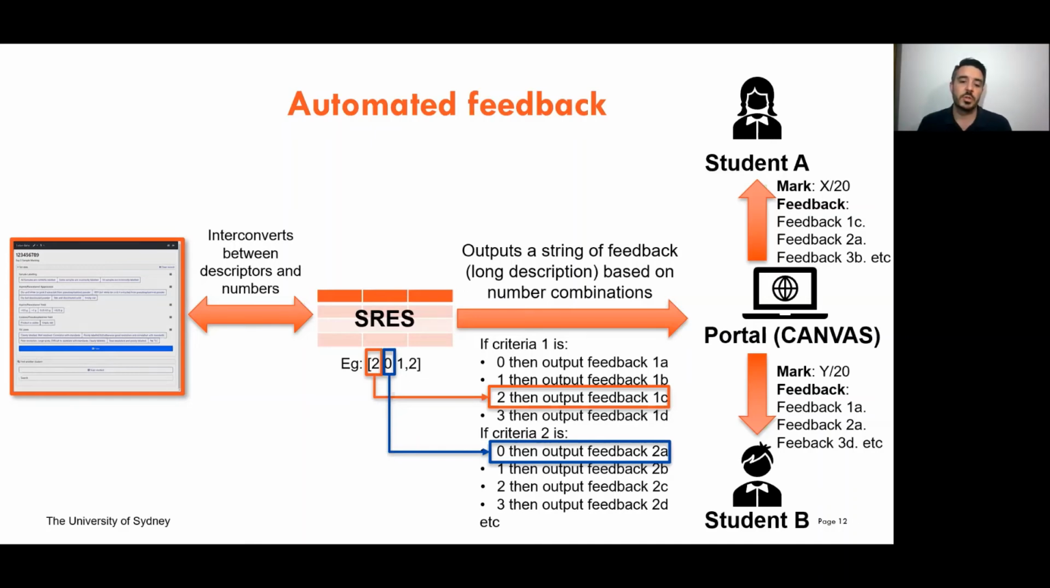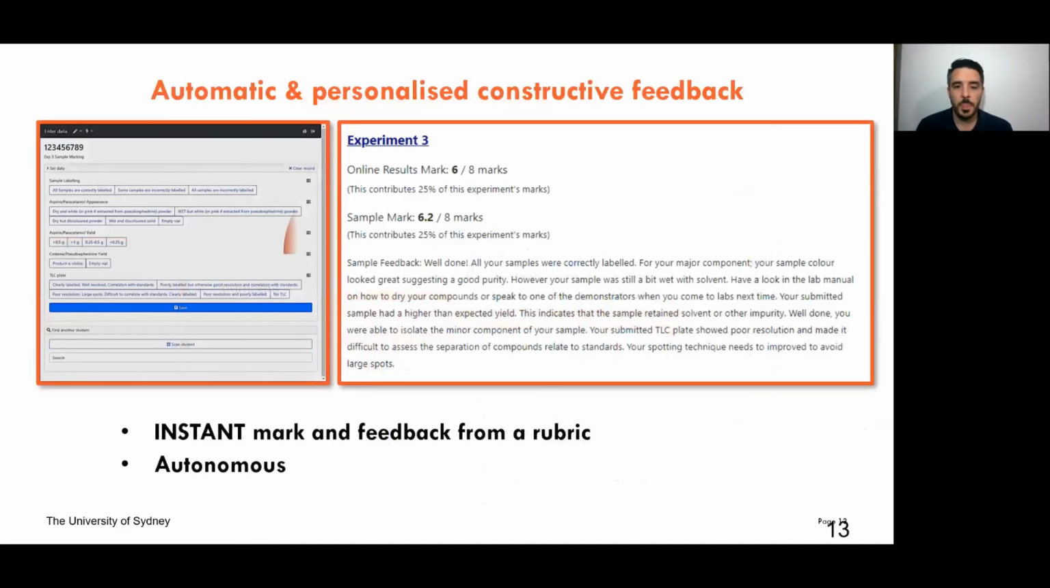And so you do this to create a long descriptive feedback for each student. It's based on their performance in each criterion. So for example, the feedback for student A will be different to the feedback that student B will get, provided they get different scores in the different criterions. And this is all done automatically and instantly.